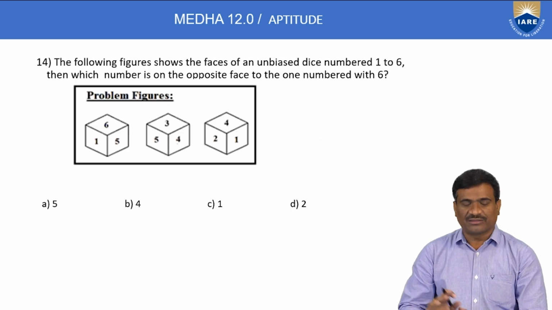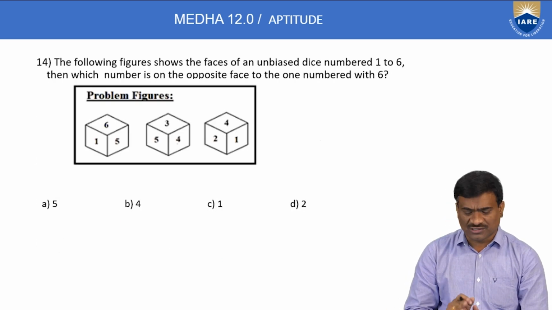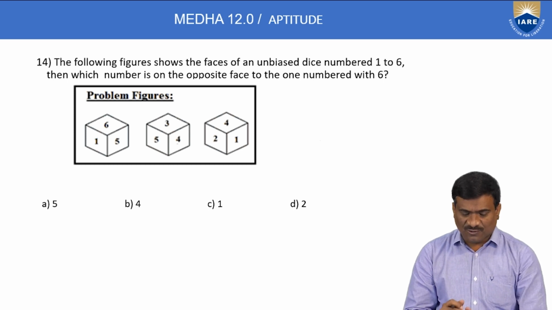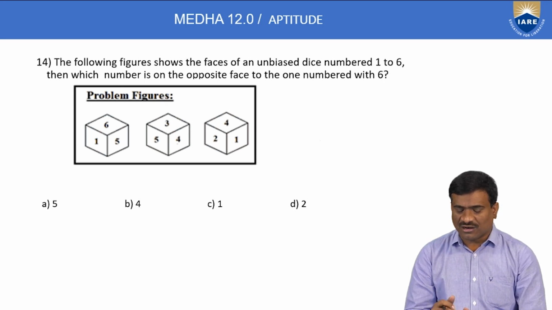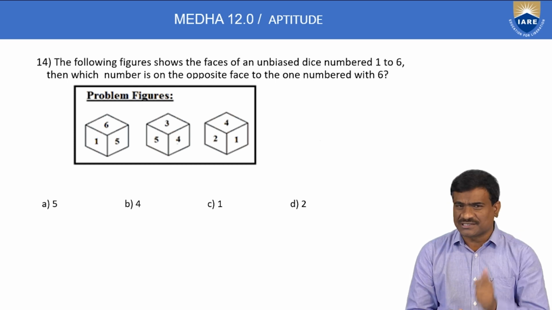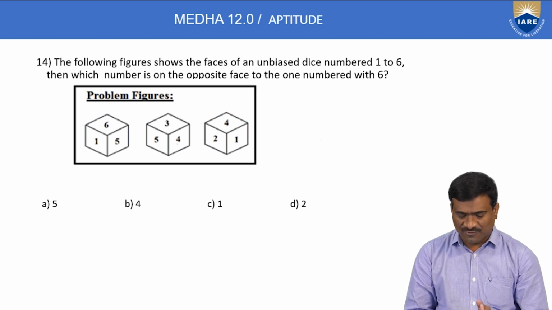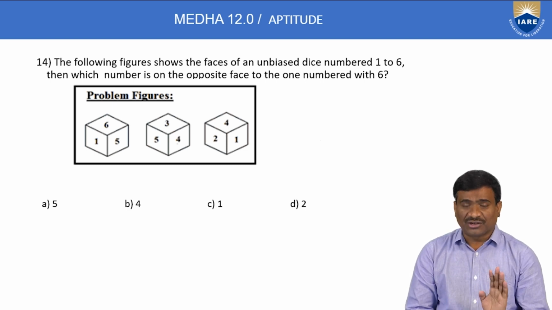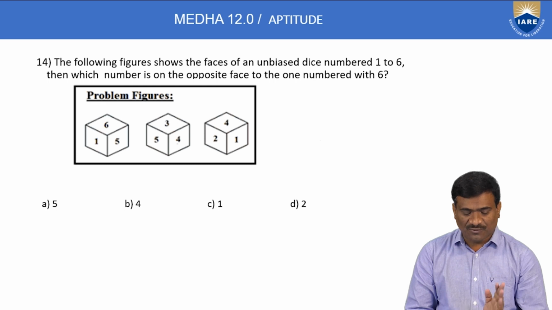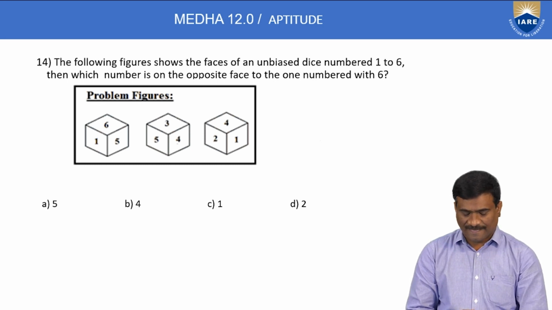Next, 14th, dices concept. The following figure shows the faces of an unbalanced dice numbered 1 to 6. Then which number is on the opposite face to the one numbered 6? Calculate the number opposite to 6. Only 6 faces. A 5, B 4, C 1, D 2. 3 dices are given. First die 1, 6, 5. Second 5, 3, 4. Third 1, 2, 4.